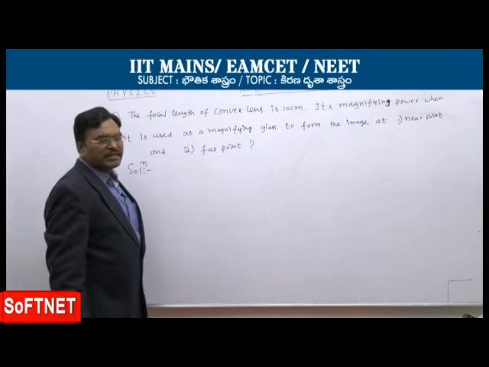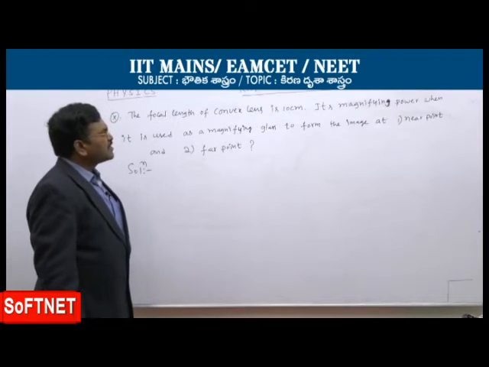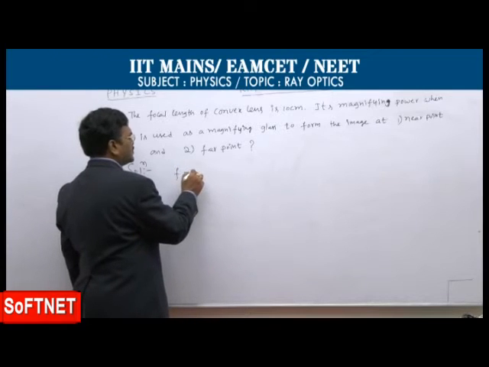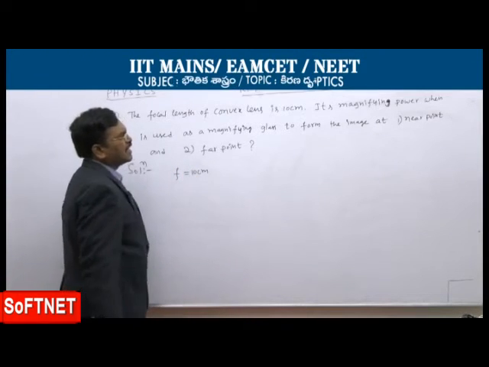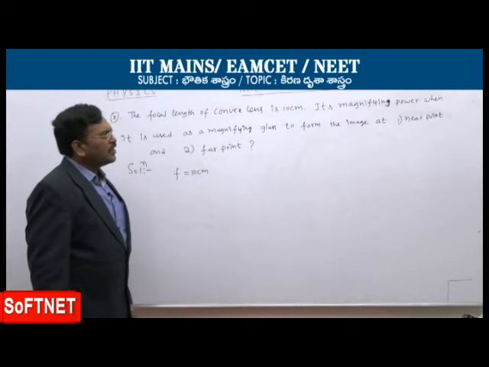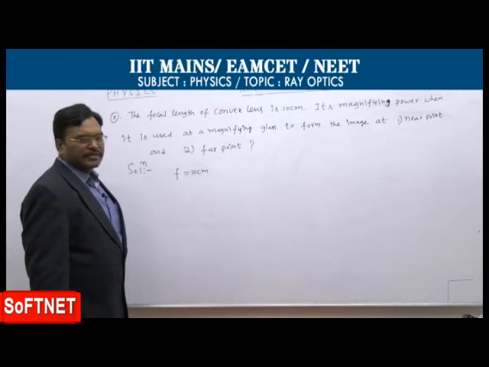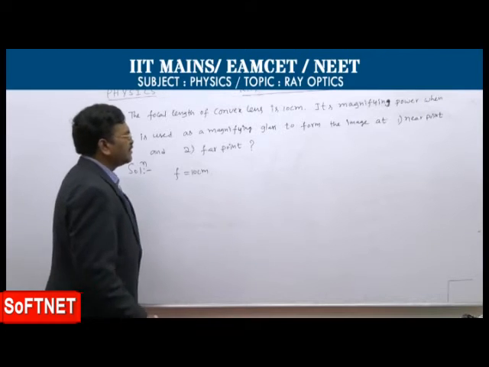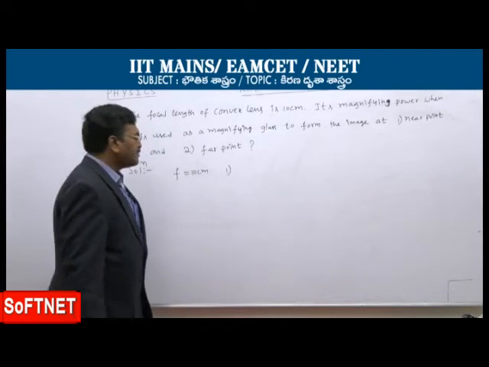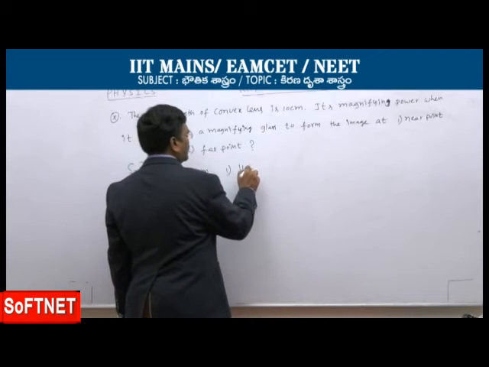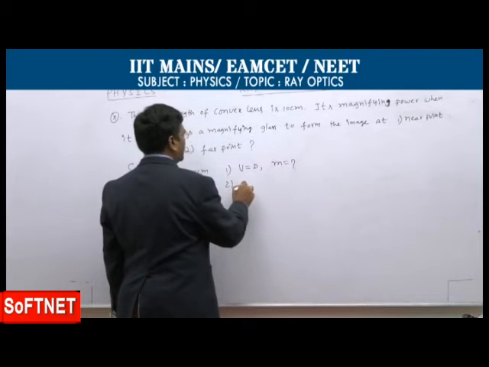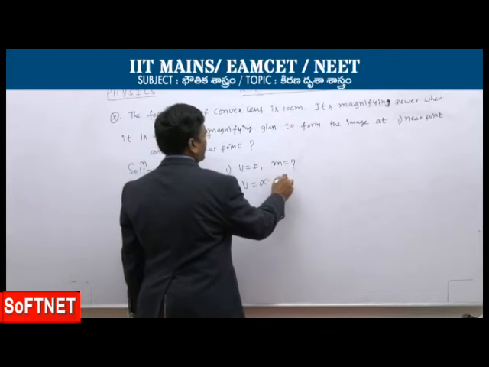What is the given question? The focal length of a convex lens is 10 centimeter. So, F is equal to 10 centimeters. Its magnifying power, when it is used as a magnifying glass to form the image at near point, we want to calculate the magnification. Again, second one, far point, magnification.